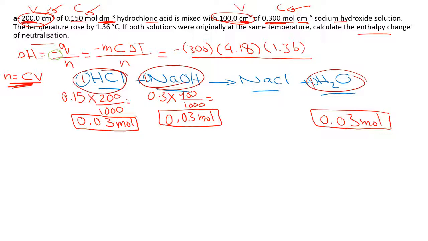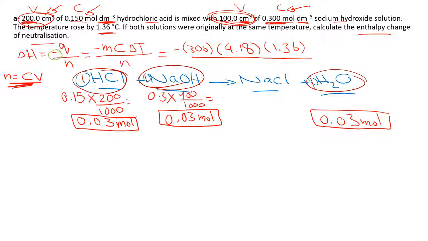Let's return to our formula: delta H is equal to minus Q over n, which is equal to minus mc delta T over n, which is equal to minus 300, again coming from the volumes of both acid and base, times 4.18, the specific heat capacity for water, times 1.36, which is the delta T.